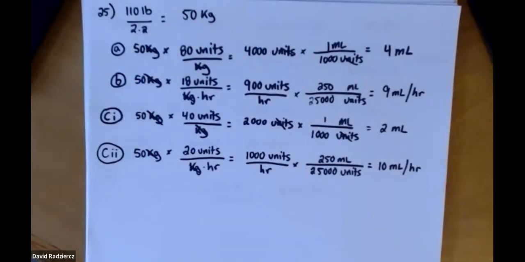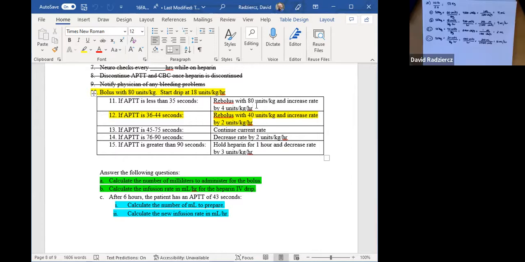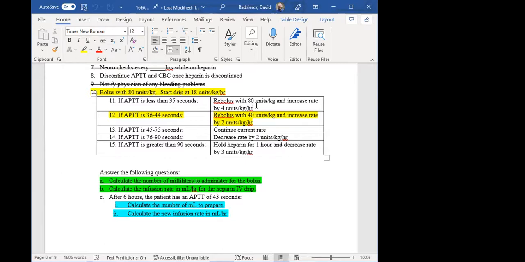So just one more question. Because we chose the one with 40 units per kg and increased the rate by 2 units per kg per hour, because our question said the patient has an APTT of 43 seconds, correct? If the APTT was less than 35 seconds, then we would have chosen the first one, which was the 80 units, and the rate would have increased by 4 units, correct? That is correct. So if your APTT was 30 seconds, then 18 plus 4 would be 22 units per kilogram per hour. So it all depends on the APTT.